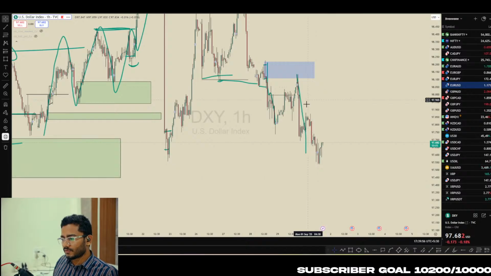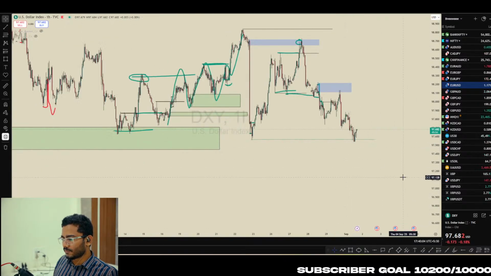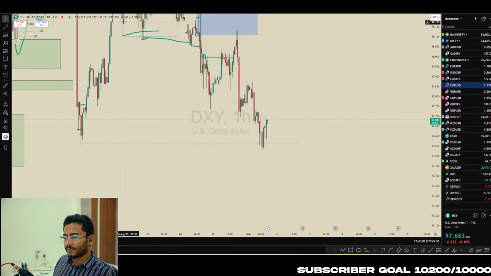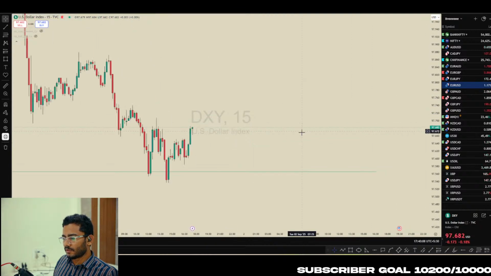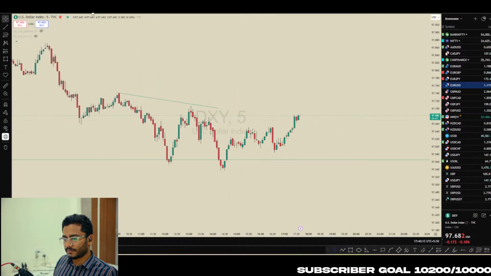So if you look at DXY, then price reacted from this order block. And there's a structure break to the downside. So price has swept the liquidity from this low. And if you look at this zone, then I think this zone has been mitigated over here.